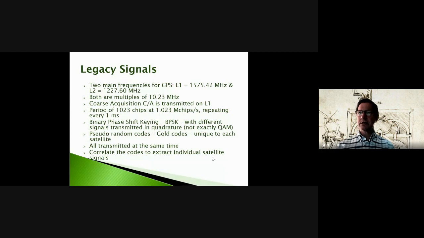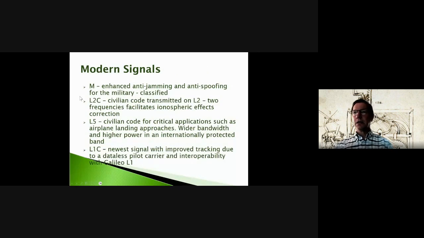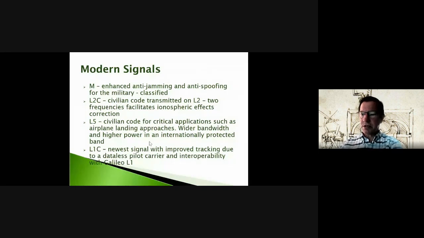So these are the legacy commercial signals. We talked a little bit about the military. It's basically encrypted, and it's all classified. There's more modern signals here. Not all of these are in full operation. Basically, as new satellites get launched, they have the capabilities to handle these new codes, but until enough of the constellation has these newer satellites in it, those codes are kind of more in a beta testing phase and that type of thing.